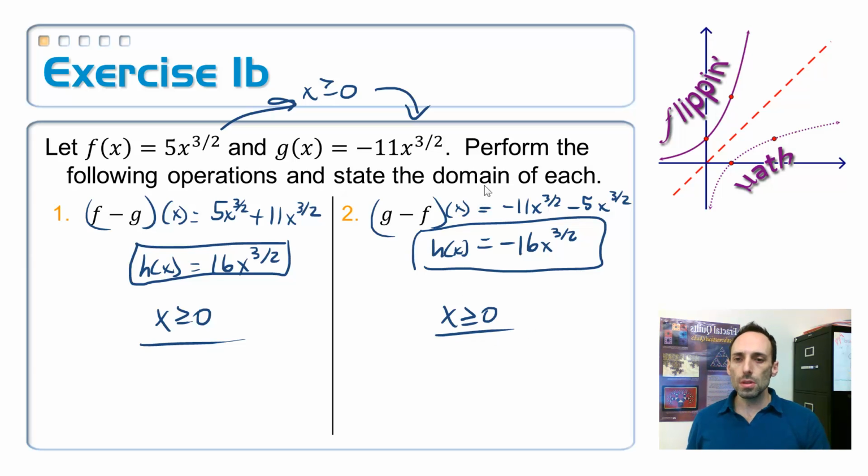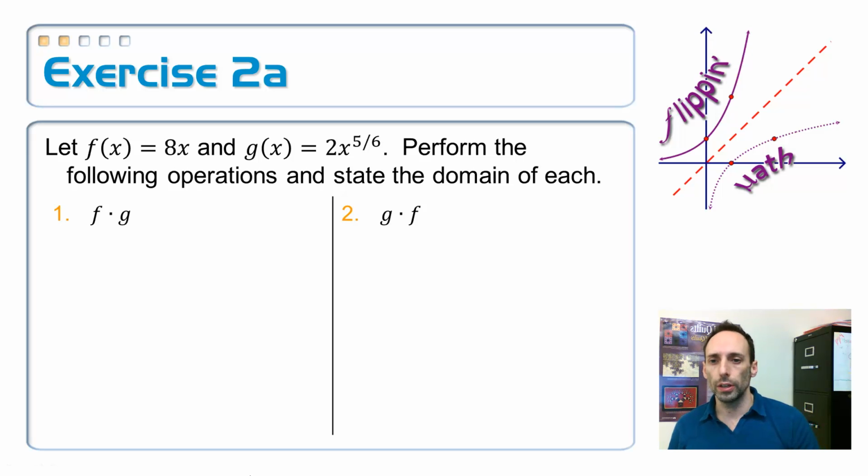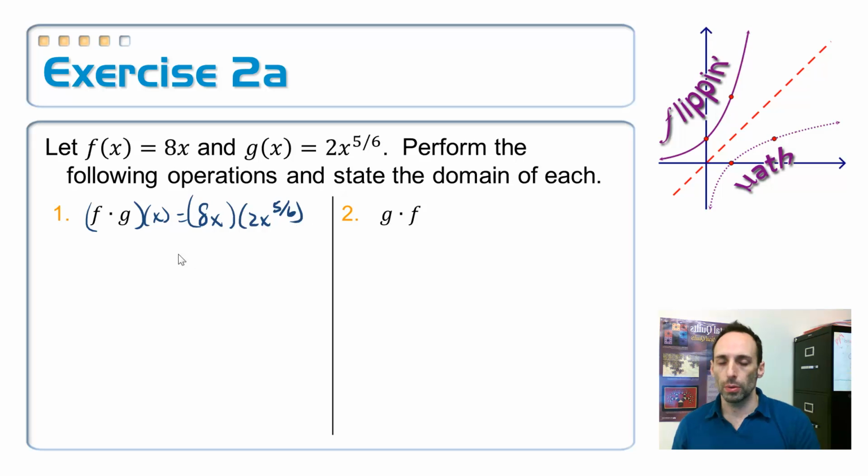And it's finished. All right, so we did some adding, we did some subtracting. I think we need to do some multiplying and dividing. So let's multiply right here. We got two new functions. F of x equals 8x. G of x equals 2x to the 5/6 power. All right, let's multiply right here. H of x is equal to 8x times 2x to the 5/6 power. So you can multiply out the coefficients together. I get 16. X is the same base, so we want to add the exponents together.